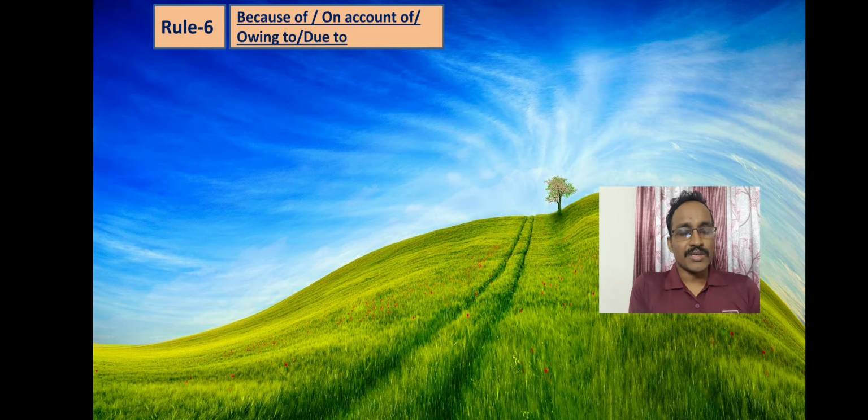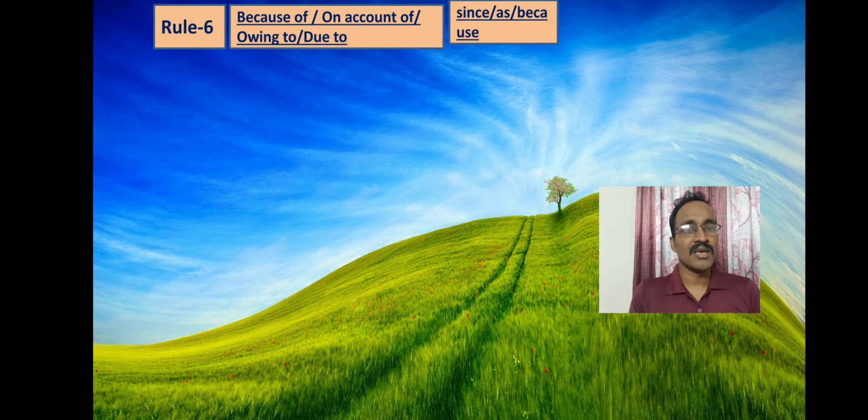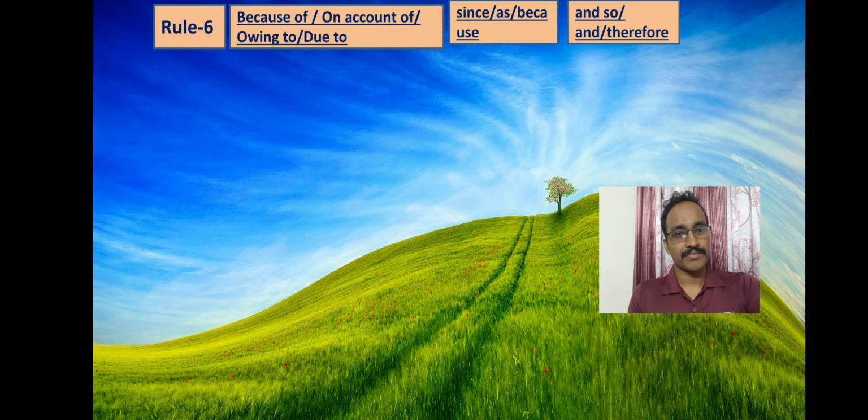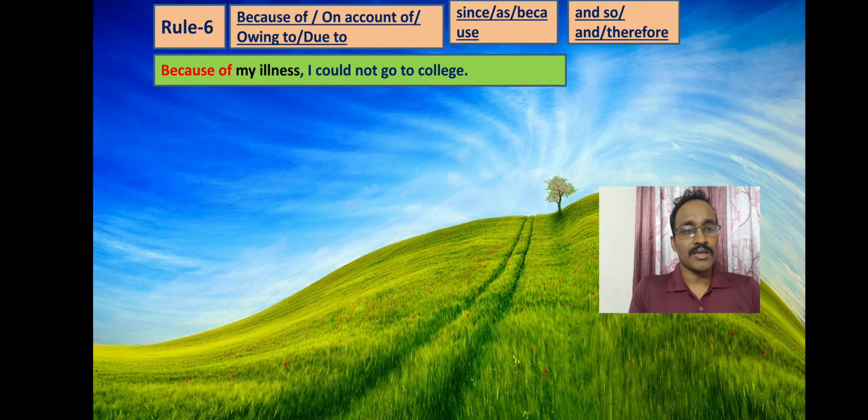In rule 6, in a simple sentence, we may find because of, on account of, owing to, or due to. What should we do in that case? To make those sentences complex, we will use since, as, or because as a conjunction. And to make a compound sentence, we will use and so, and, or therefore. Let's see some examples.